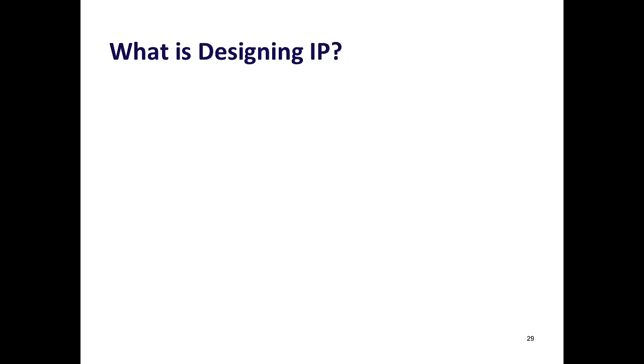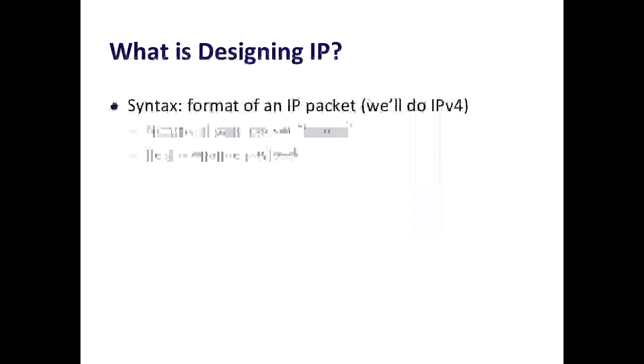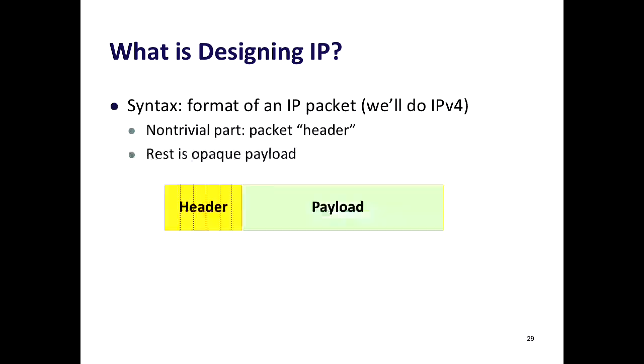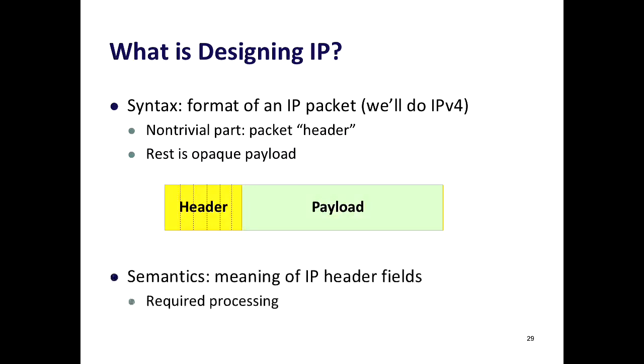For today, we're focusing on the IP packet and designing the IP packet. What this means really is designing the format of the IP header. Remember, at the network layer, we don't look at anything inside or deeper than the IP header. So we're really just going to look at that IP header and talk about what it looks like in terms of syntax. We're also going to talk about why we have those fields, what's the meaning of those different fields in the IP header, and what processing needs to be done on that IP header.